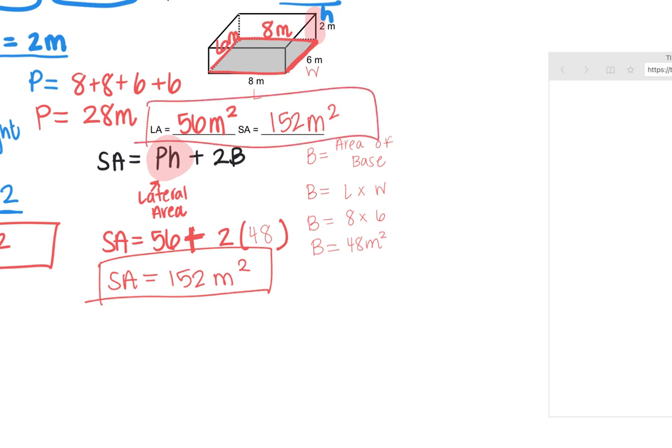So, big thing, that lateral area helps you find surface area. Okay, PH, that part of your formula, you already found it in lateral. Just plug it in. You already know what it is. Okay, that cut my work really in half. And all I needed to do was find that area of the base.